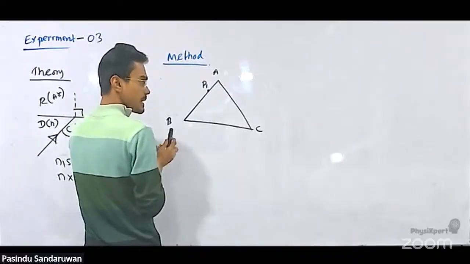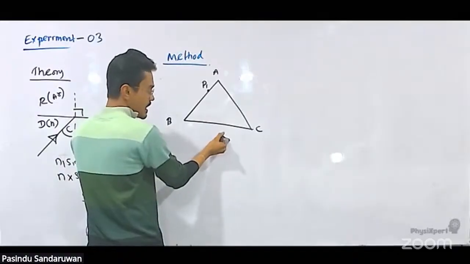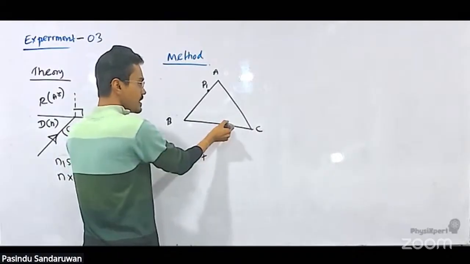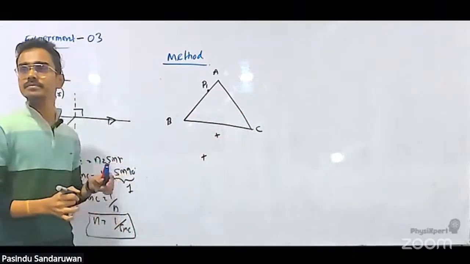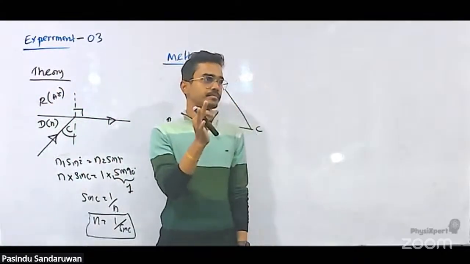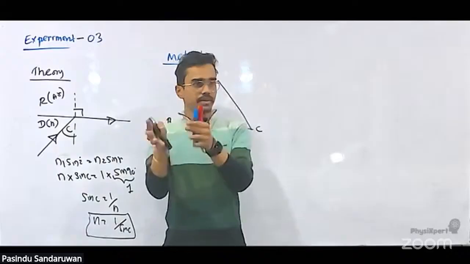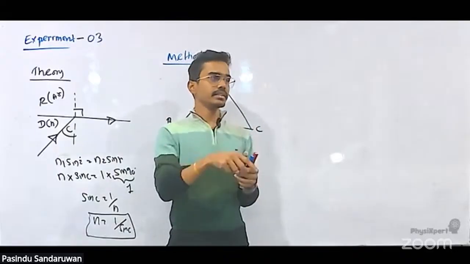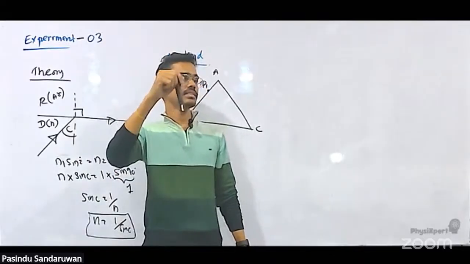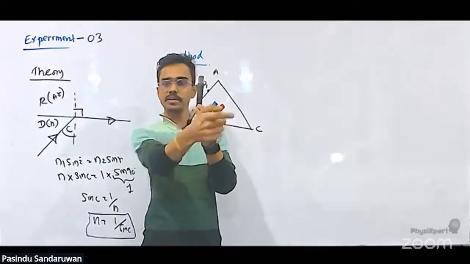And after identifying that point, we have to fix another two pins, as these two pins are collinear with the suddenly appearing image of this P1. When we move the eye from B to C and C to B, you will see that critical point. In one direction, it suddenly appears, and in the other direction, it suddenly disappears. That is called the critical point. At the critical point, we are going to fix the second pin, as it is collinear with that suddenly appeared image.